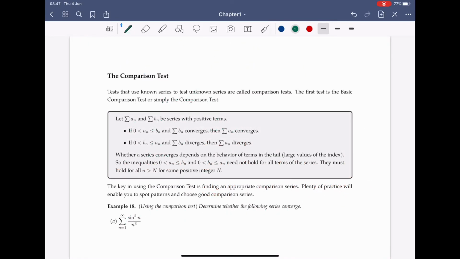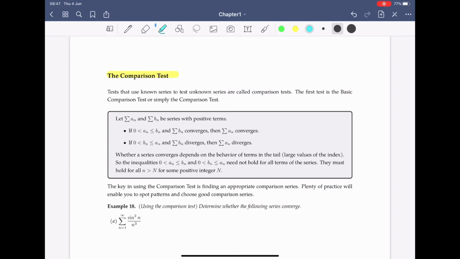All right, now let's move to the comparison test. The comparison test is another technique to check the convergence or divergence of a series. But the hard thing for the comparison test is you need to know how to compare a sub n and b sub n. This is the hardest part. So we're going to first show you the statement and then walk you through some examples. Let's look at the statement first.